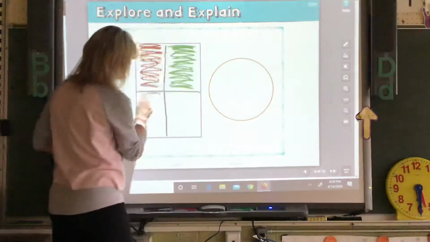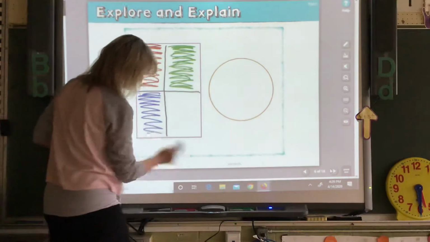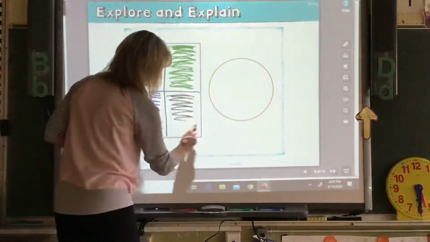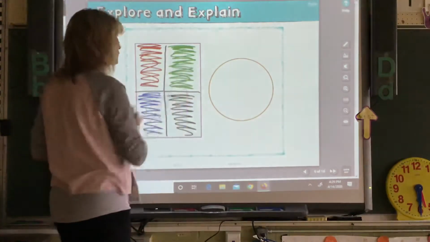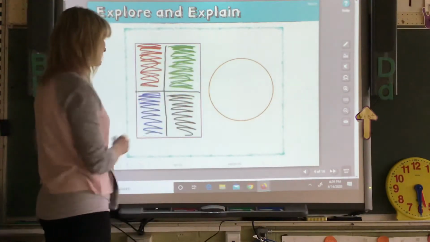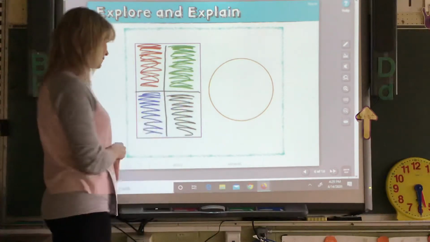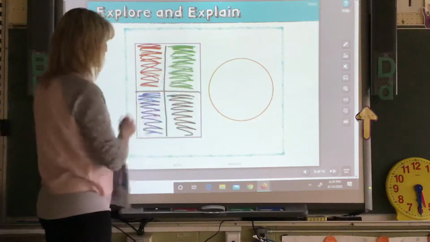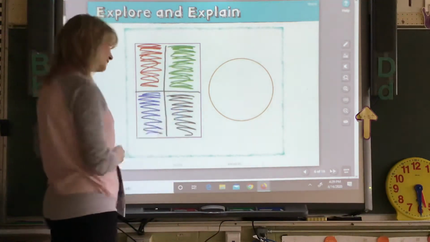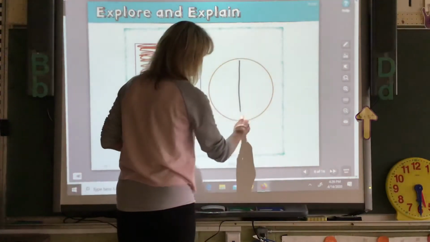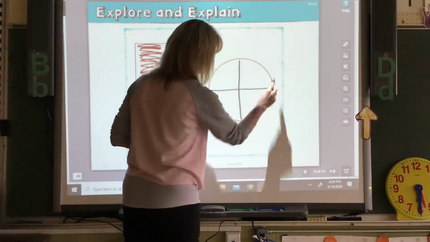And then, just make this one black. Okay, so I have 1, 2, 3, 4 equal parts. That's a quarter, that's a quarter, that's a quarter, that's a quarter. Okay? Or that's 1/4, or that's a fourth, or that's a fourth, or that's a fourth. You can call them either one. In a circle, make it like 4 big pieces of pizza.